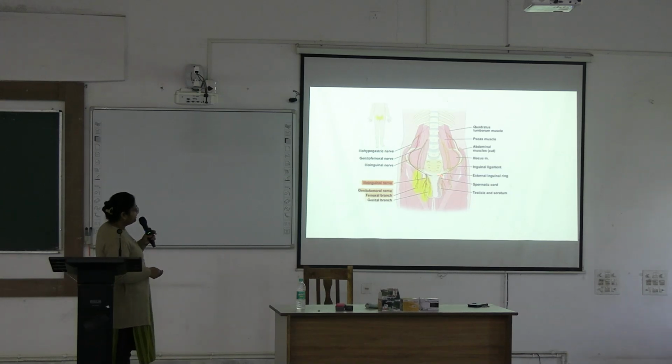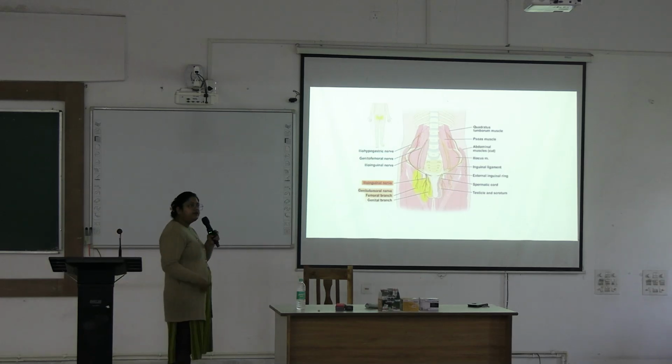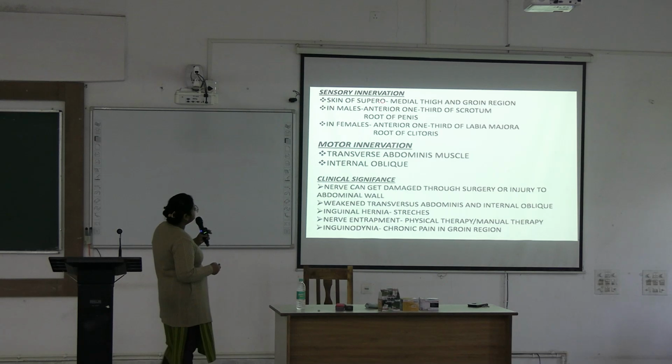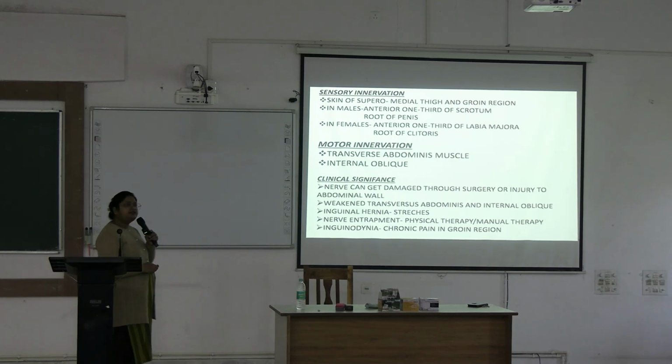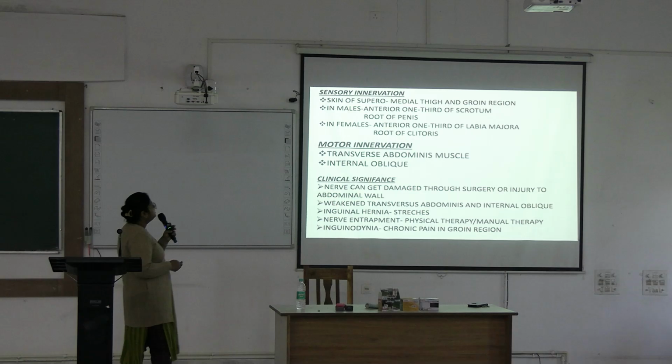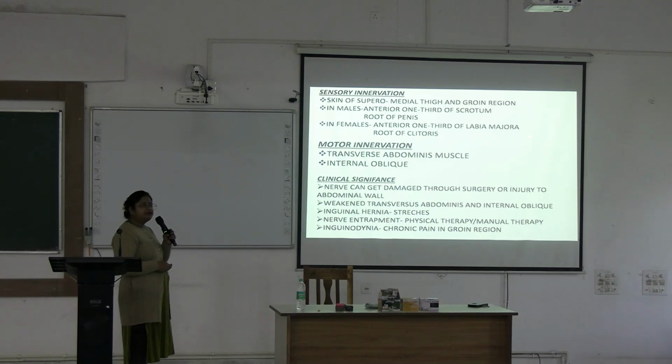And this is the supplying area of the ilioinguinal nerve, near the groin mainly and upper medial aspect of the thigh. And this is the supplying area of the genitofemoral nerve. So this is the sensory innervation from the ilioinguinal nerve: skin of the superomedial aspect of the thigh and the groin region. And in males, anterior 1/3 of the scrotum and root of penis, and in females, anterior 1/3 of the labia majora and root of clitoris. And motor innervation is given to these two muscles, transversus abdominis and internal oblique.